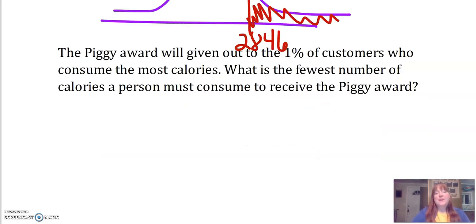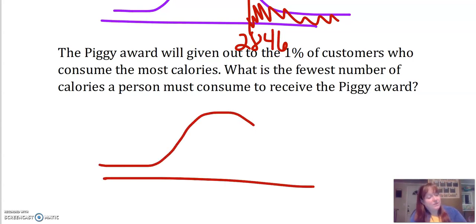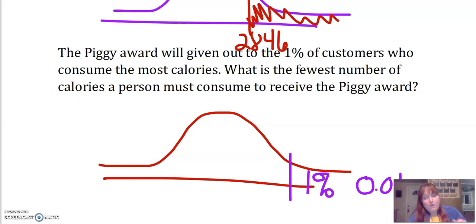Okay, the Piggy Award. I don't know if you want to get this award, but the Piggy Award will be given out to the 1% of customers who consume the most calories. So what's the fewest number of calories a person must consume to receive the Piggy Award? You want to have the top 1% of calories. So this is 1% right here, which is equal to 0.01. That's the area. That's what 1% looks like. What is this number that cuts off the top 1%?